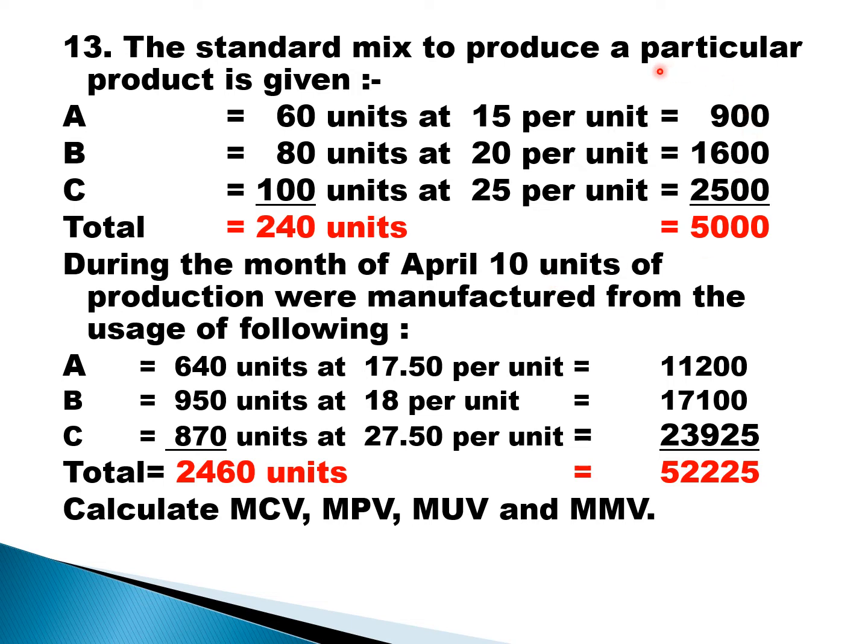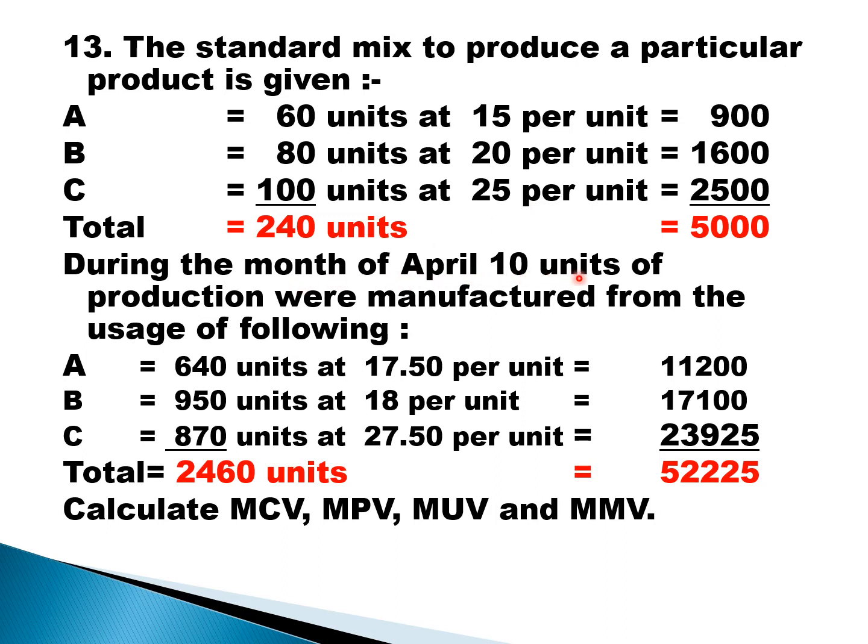For one unit, you require 60 units of A, 80 units of B, 100 units of C. For 10 units, how much? So you can find SQ. SP: A 15, B 20, C 25. So SQ is given for one unit. SP is already given in the question. You find out SQ for 10 units.